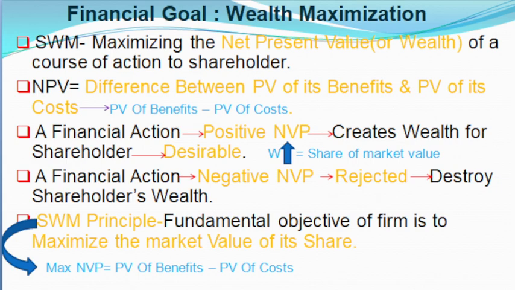Here just keep in mind that wealth maximization means how to maximize the wealth of shareholders, and if there is a positive NPV, it will create shareholders wealth. That means an increase in wealth, meaning the market value of the share of that organization will also increase. And if it is negative, it will destroy shareholders wealth, and the market value of the share of that organization will decrease. And the fundamental objective of every organization is to maximize the market value of its share through shareholders wealth maximization. This is the concept of wealth maximization here.